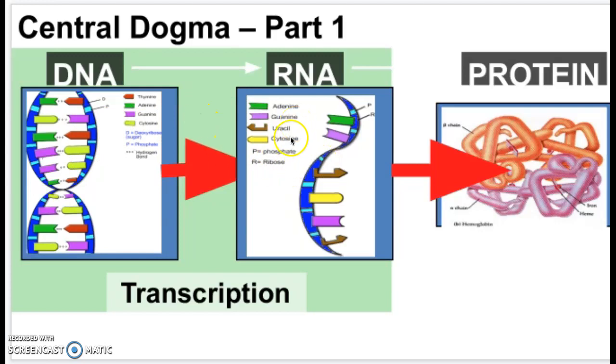Then the RNA is going to be used along with ribosomes to create a chain of amino acids, which is your protein. So when these amino acids are folded, they form protein. So that's the goal, going from DNA to RNA and from RNA to protein.